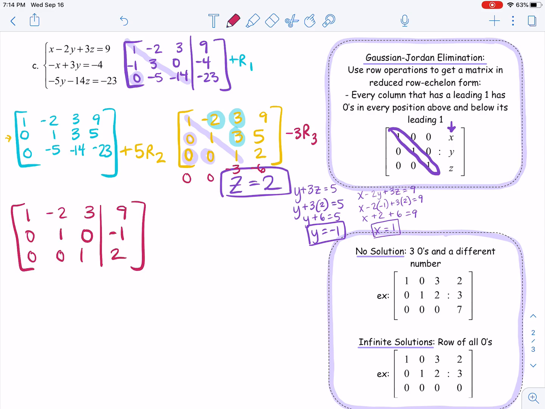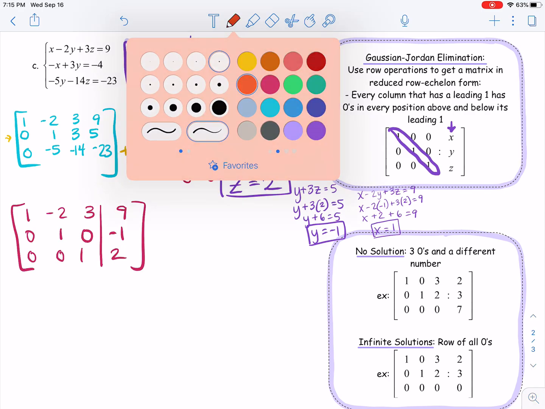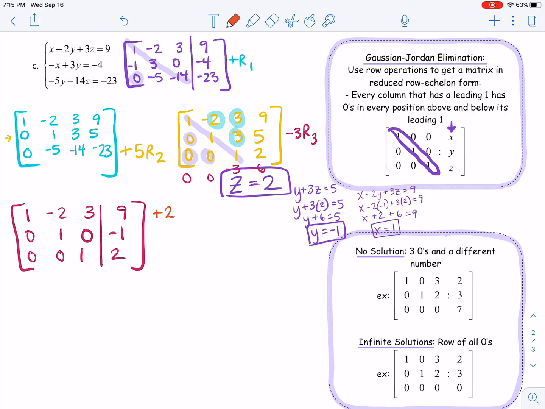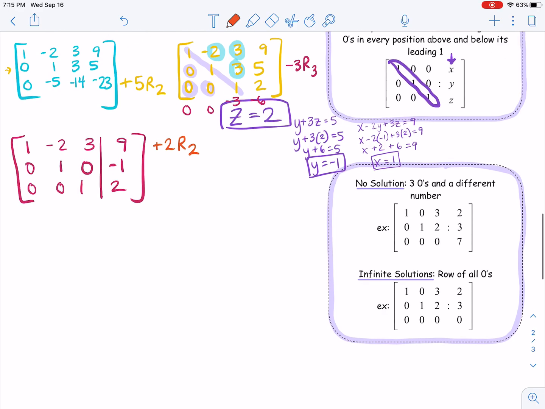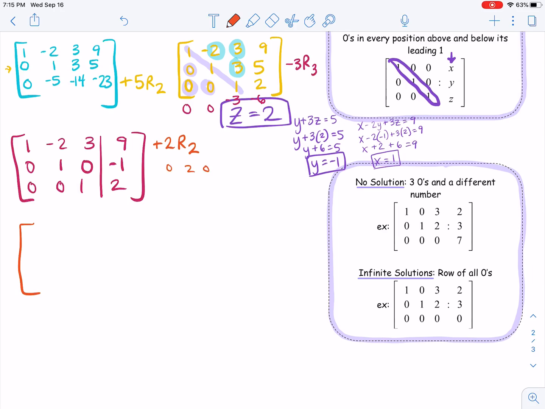Okay, so now I still have my 1s along the diagonal. I still have all my 0s underneath, and now I have one of my 0s above. So now I'm just worried about that negative 2 and that 3. So now what I can do is I can multiply the second row by 2 and combine it with the first row to get rid of that negative 2. So I'm going to add 2 times row 2. And that's going to get me, well, the new second row would be 0, 2, 0, negative 2.